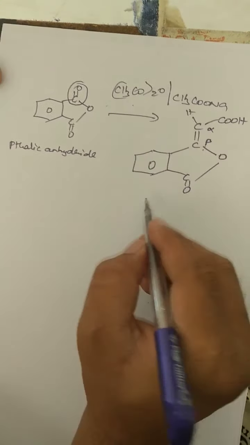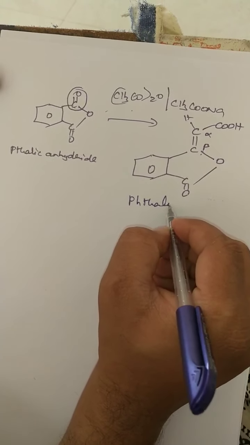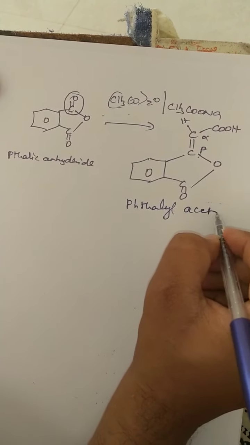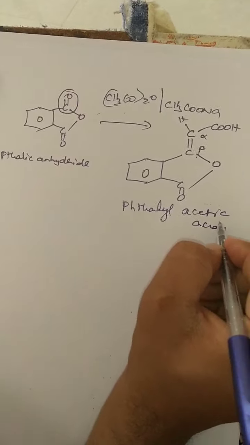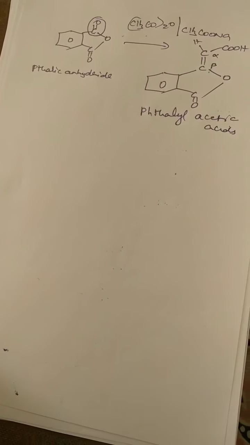Only one mole we have taken, na? So this is called phthalate acetic acid. So all these are applications of Perkins reaction. Did you understand, students? That is about Perkins reaction. These all examples are important.